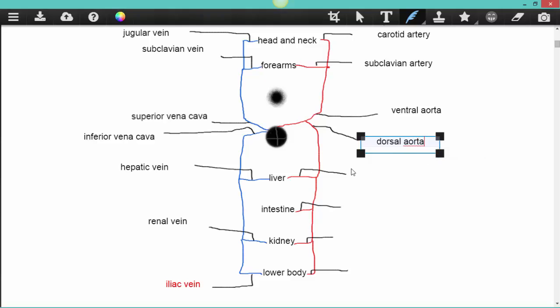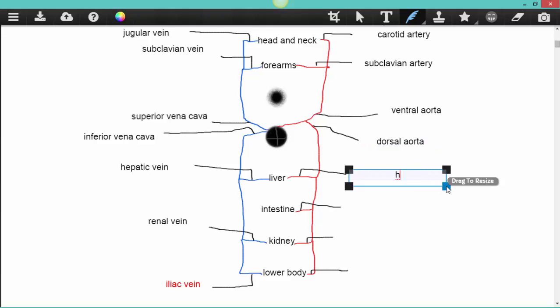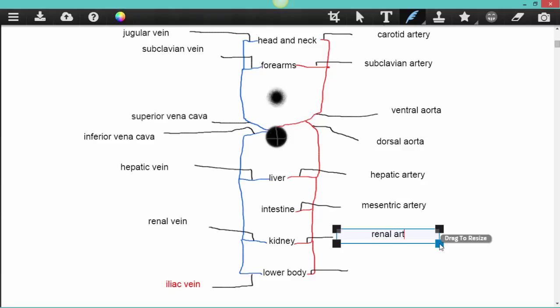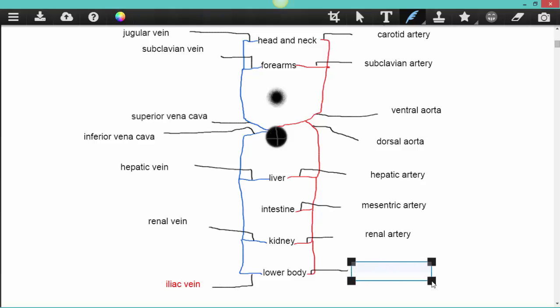The dorsal aorta gives blood or distributes blood for the regions below the heart. It branches into the hepatic artery, which gives blood to the liver, and the mesenteric artery for the intestine, renal artery for the kidney, and iliac artery for the lower body.